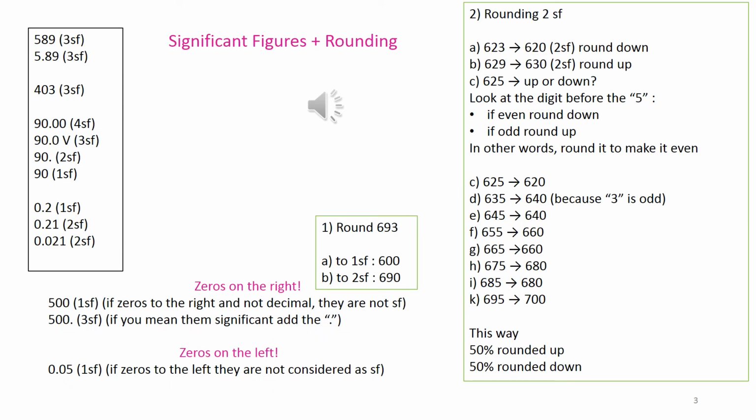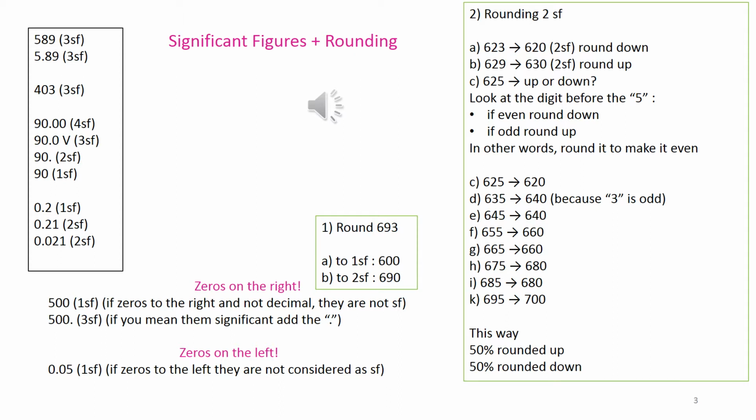So to find the significant figures, let's take some examples. For example, 589 has 3 significant figures, and 5.89 also has 3 significant figures. If the 0 is in the middle, no problem. For example, 403 also has 3 significant figures.